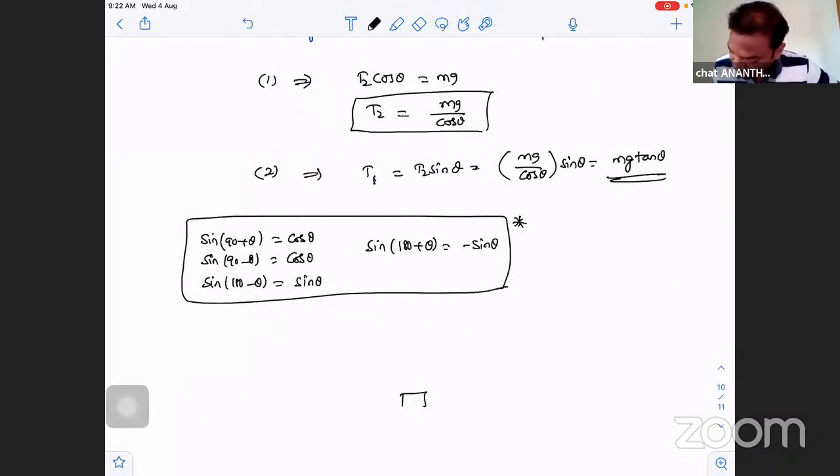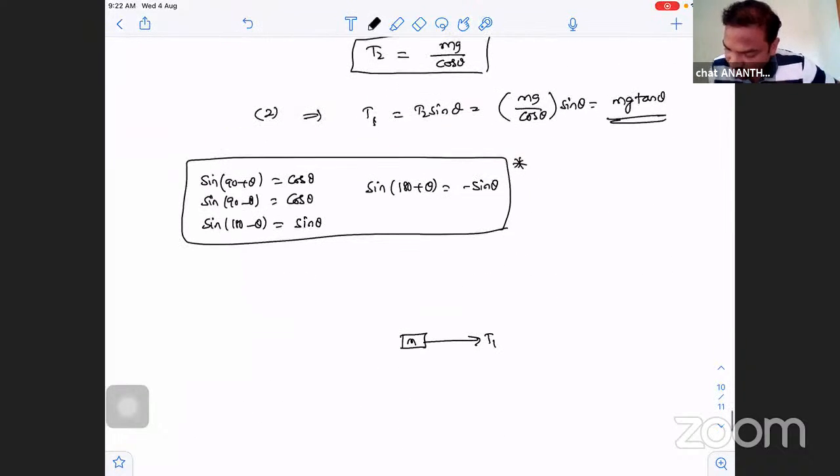Okay, so I'm drawing the forces now. This is, I think, T1 we have taken. And this is mg. And T2 is at some other angle. At what angle? At an angle theta with the vertical. These are the three forces. Now, the angle between the vectors: the angle between mg and T1 is 90.